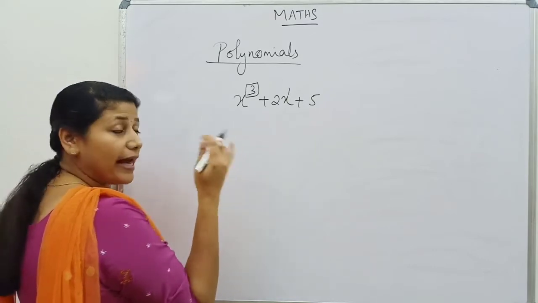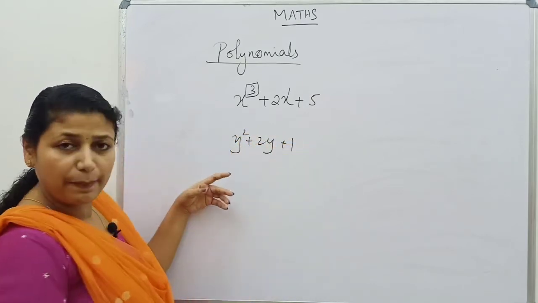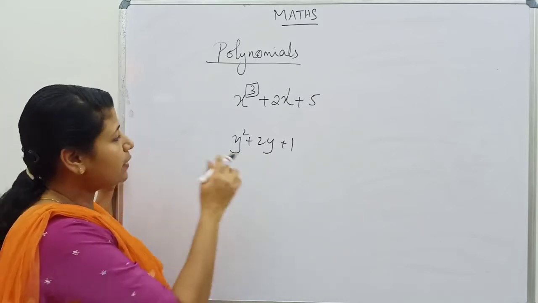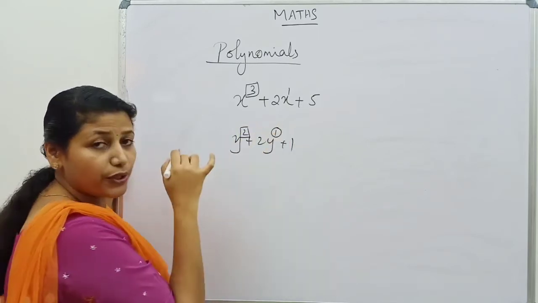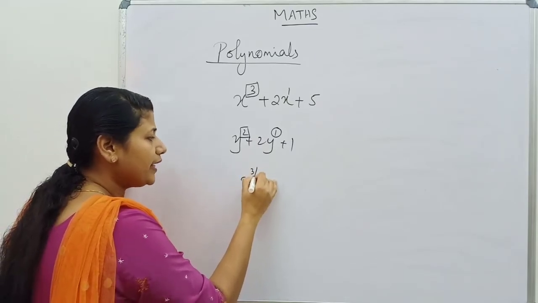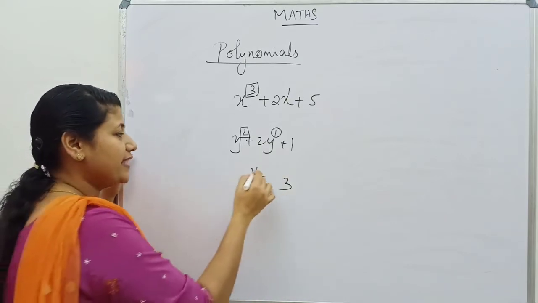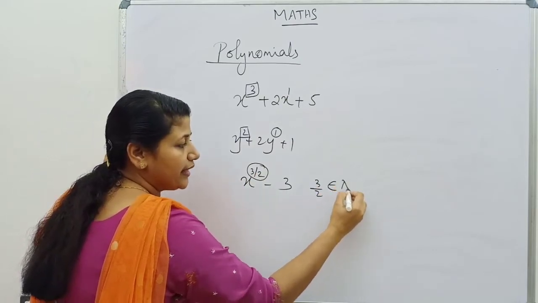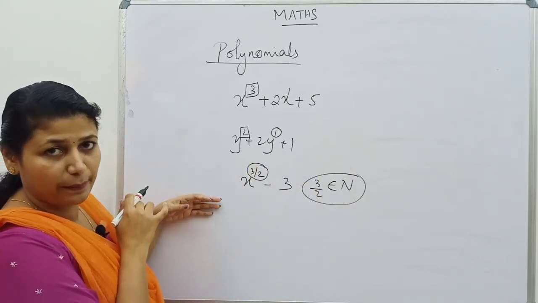Another polynomial, just listen. y square plus 2y plus 1. Is this a polynomial? Yes, this is also a polynomial since there is only one variable y. The power of y is 2 here and the power of y is 1 here. So this is also a polynomial. One more situation, x raised to 3 by 2 minus 3. Is this a polynomial? No. What's the reason? Since the power of x is 3 by 2, this is not a natural number. It does not belong to the set of natural numbers. So we can say that this is not a polynomial.